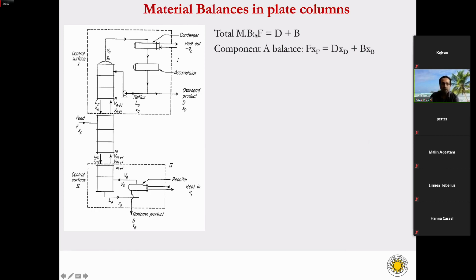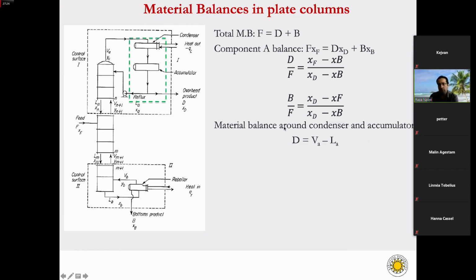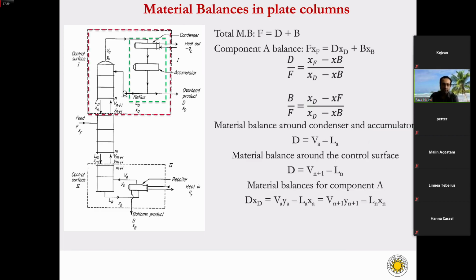So we can do the total material balance, F is equal to D plus B, and we can do the balance for material A or the more volatile component. Then we can write in terms of their mole fraction multiplied with their molar flow rate. And we can write our equations either in terms of the ratio of D over F or B over F, so it's the ratio of distillate to the feed or bottom product to the feed. And then you can also perform a material balance around the condenser, right?